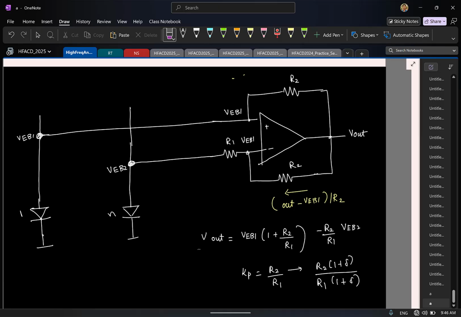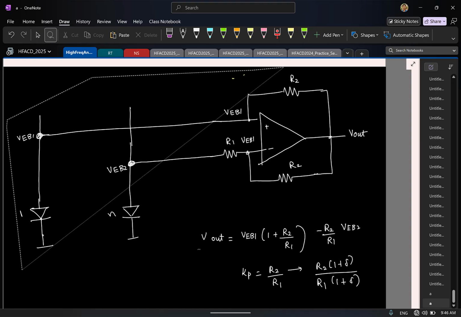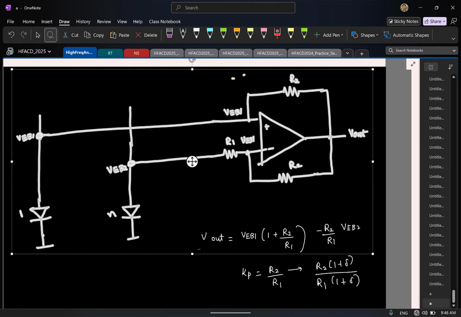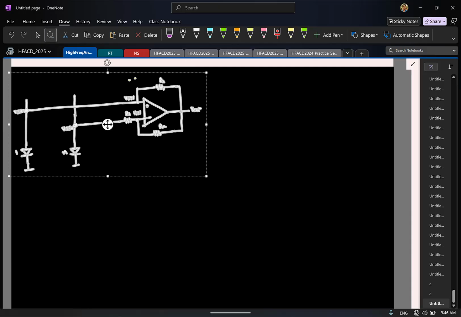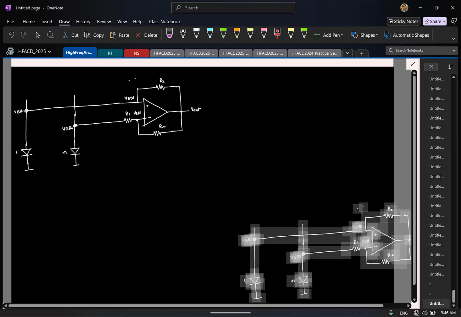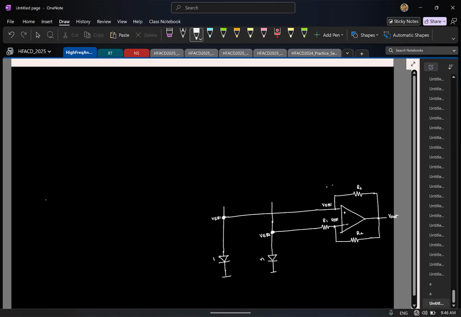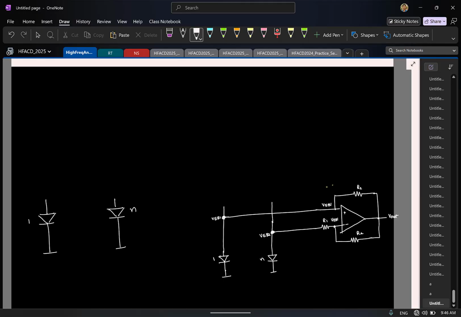So this is one variant of bandgap reference. I'll redraw this in a way that you might find in textbooks. I'll actually copy paste it, keep it here for reference. So first let me draw the diodes. I have one diode, I have n diodes. And through the n diodes I have a resistor R1 connected. So I'll draw that here.